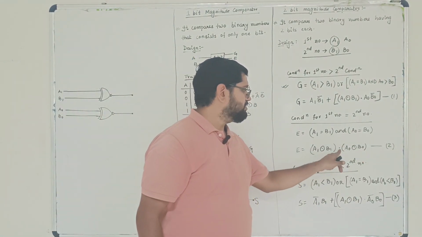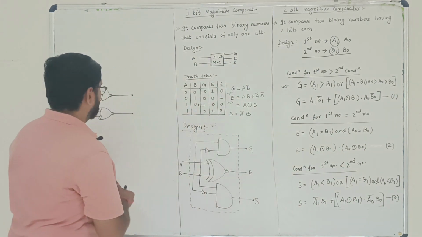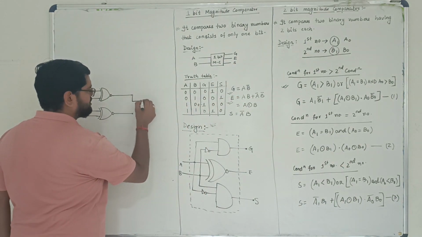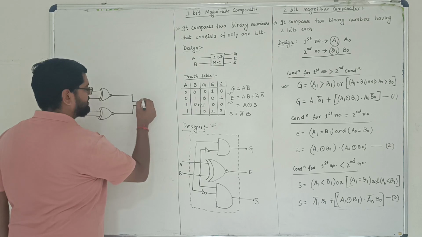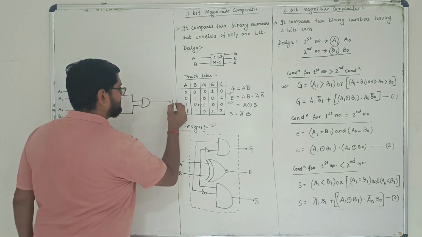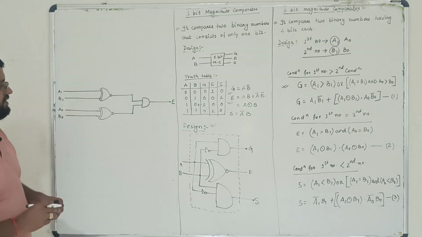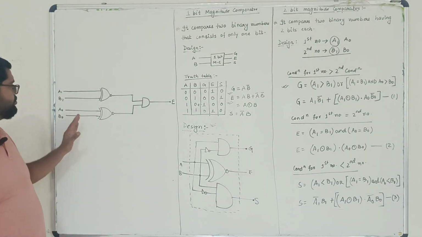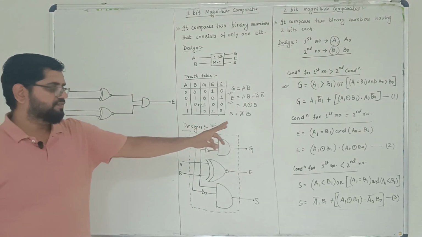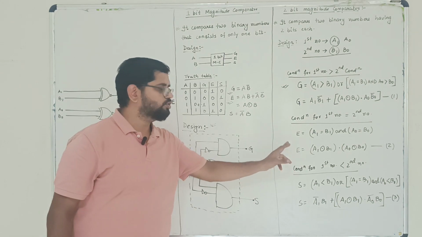Now, after XNORing, you can clearly see A1 XNOR B1, A0 XNOR B0. After XNORing that, we have to go for ANDing them. So we'll go for ANDing them, like this, AND them, and we'll get the output as E. Okay, so this is the first thing that you will draw. I mean, you have to draw the E part first. The output E should be drawn first.